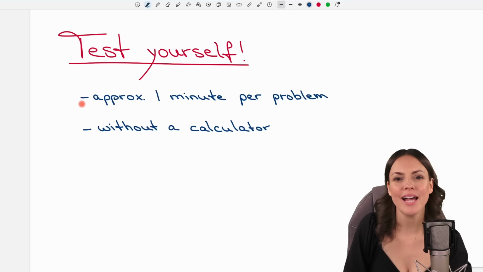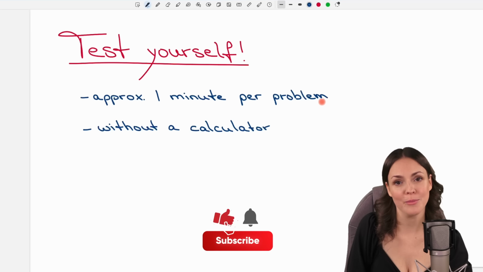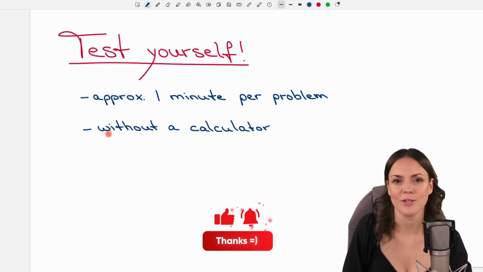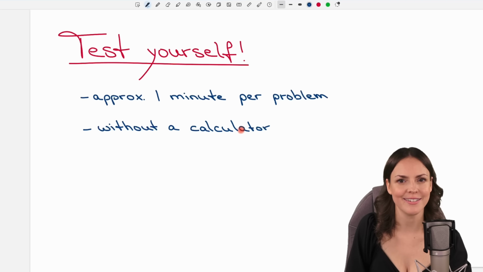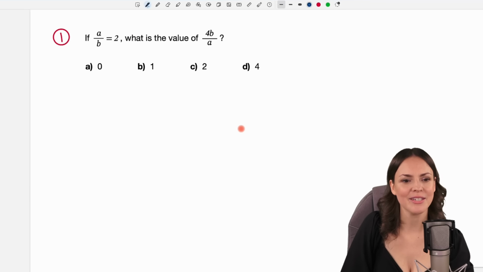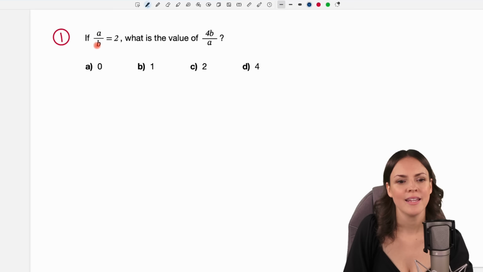SAT. We have approximately 1 minute per problem, and we have to solve everything without a calculator. So let's take a look at problem number 1. If a over b equals 2, what is the value of 4b over a? We get these possible solutions here.